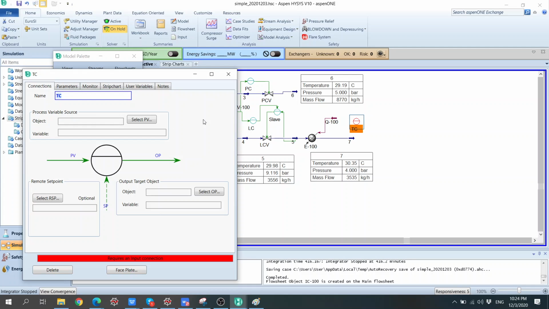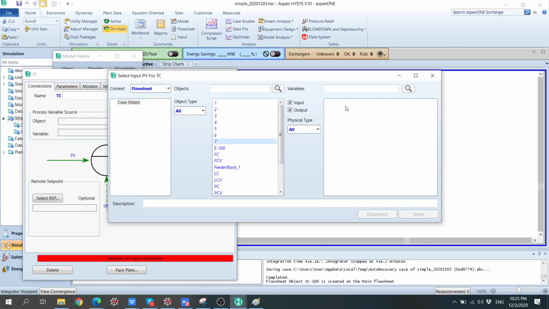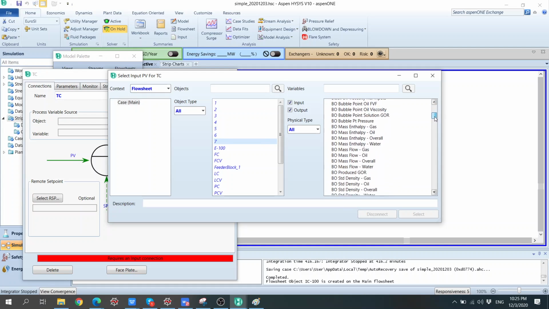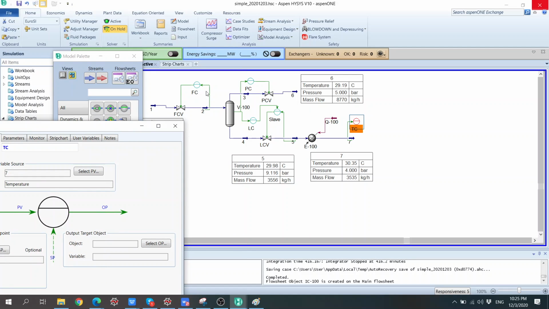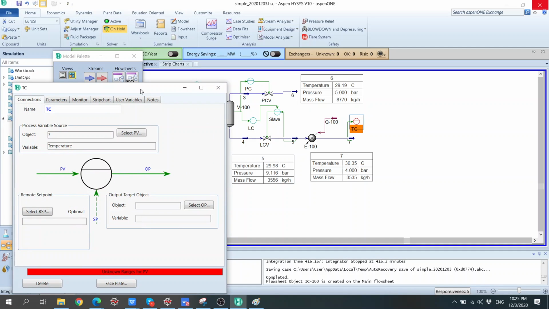So what do we want to control? We want to control the temperature of stream number 7. Temperature all the way down, temperature of stream number 7. Click select. Because as of now, I don't really get the purpose of having the exchanger there. No, it's just to play around, Aisha. Okay. Alright. Because we already have the flow control, pressure control, level control, so why not also have the temperature control. To be able to control temperature, that means we need to have a heat exchanger.